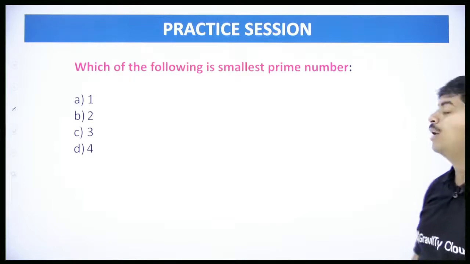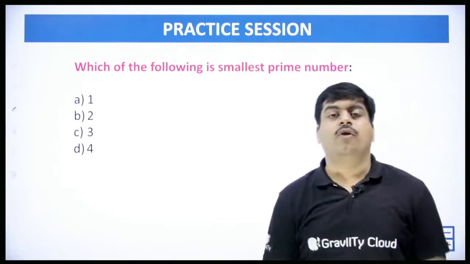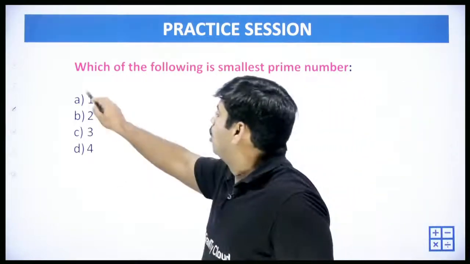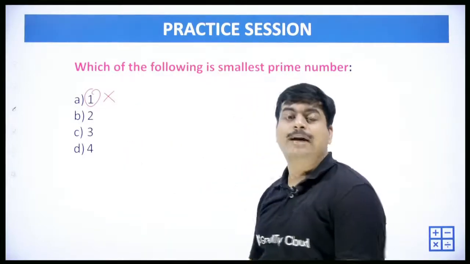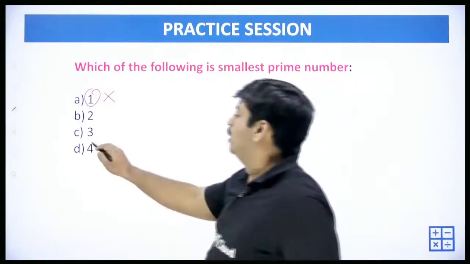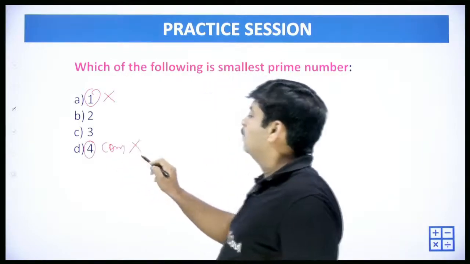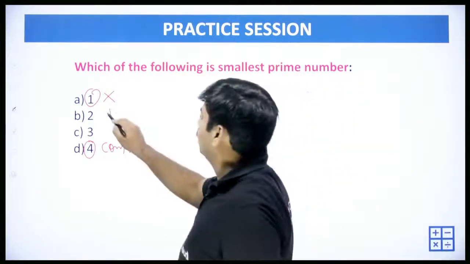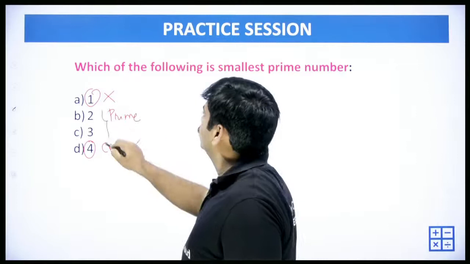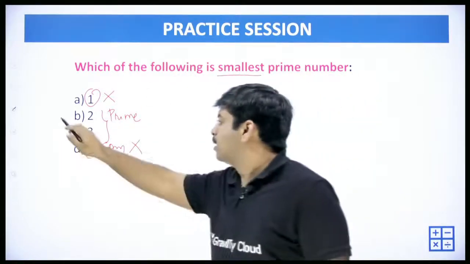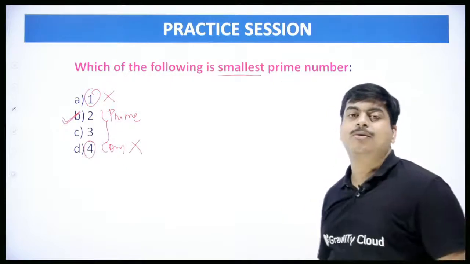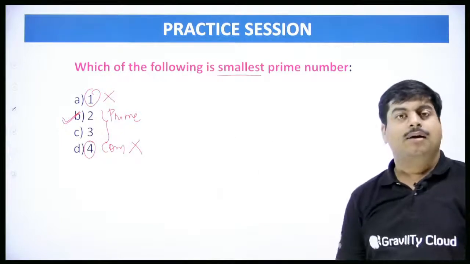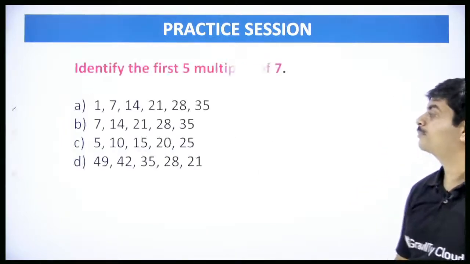Which of the following is the smallest prime number? If you go for 1, it is not a prime number; it is neither prime nor composite. And 4 is a composite number. We need prime numbers. Between 2 and 3, both are prime numbers, but the smallest is 2. So 2 is the smallest prime number among the given options.